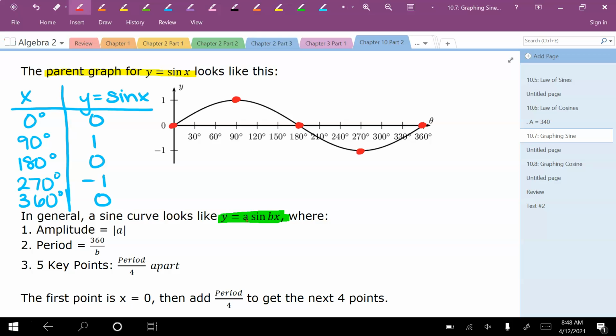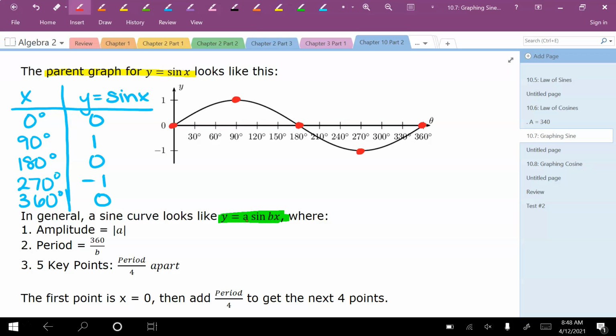That's what will make the graph stretch or compress. It can even have fractions in there, like a half or a third, and that'll compress the graph down. So it'll still have that curved shape, but it might just be moving a lot slower.